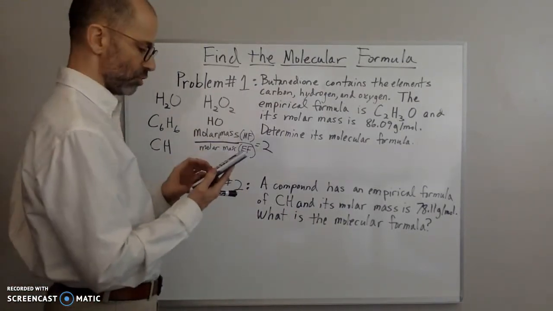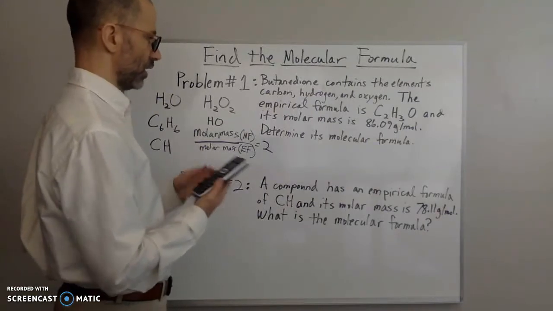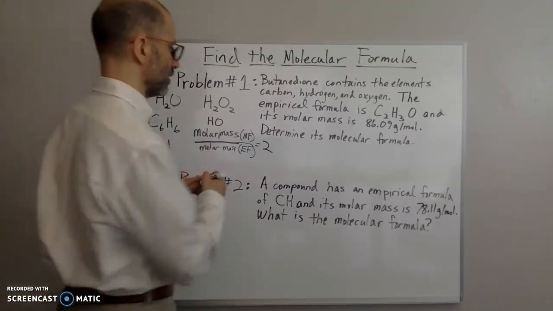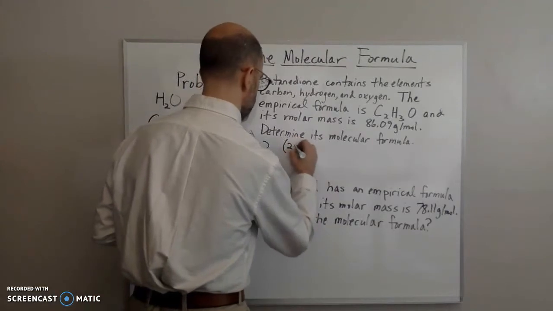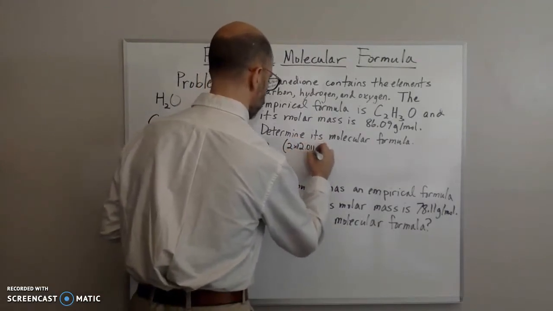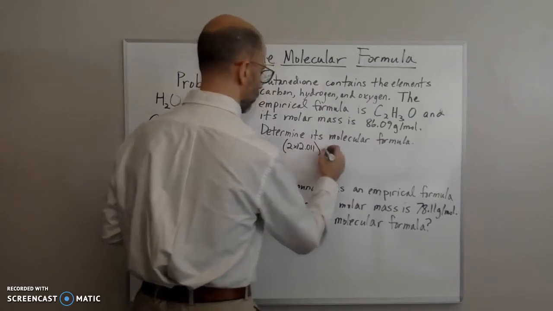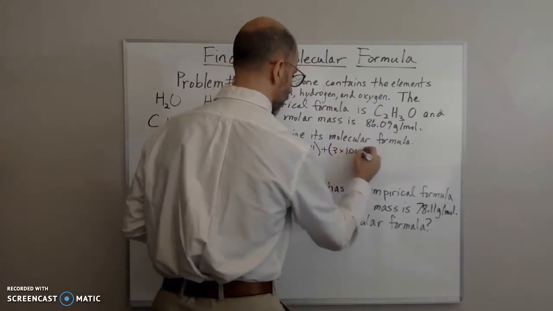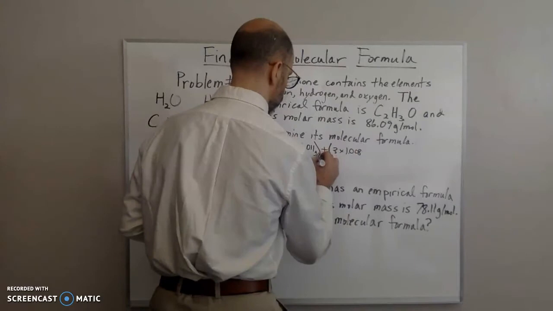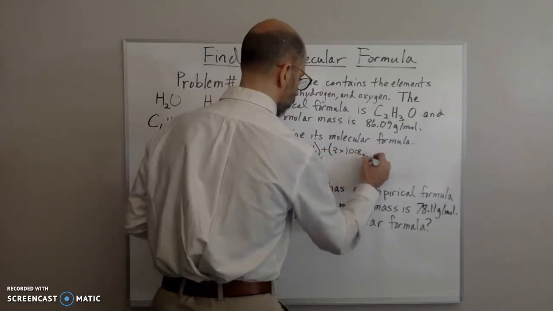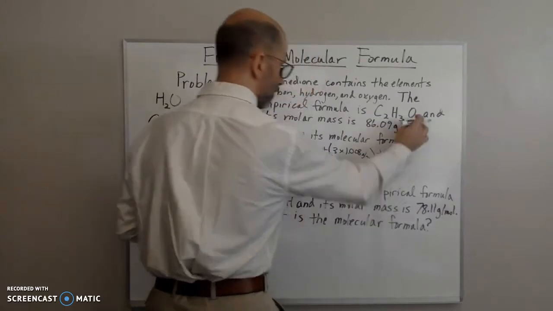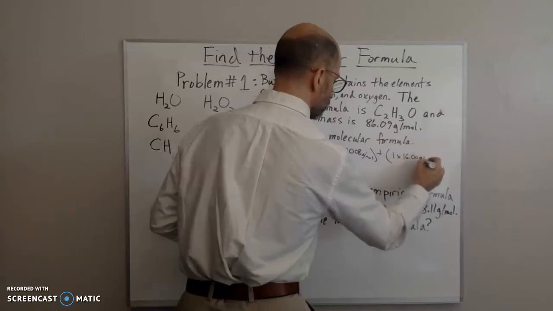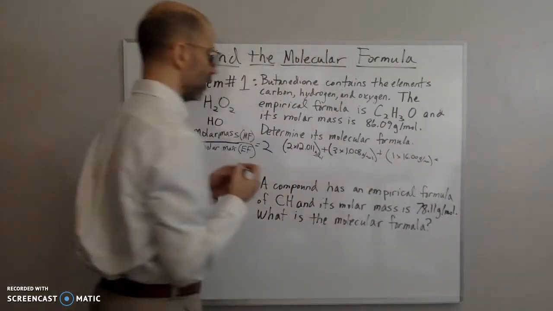So we have 2 carbons. Carbon is 12.011, right? So let me go ahead and write this out. We have 2 carbons, so 2 times 12.011, that's going to be grams per mole, plus we have hydrogen, 3 hydrogens, 1.008 grams per mole. And then we have oxygen. We only have 1 oxygen, so 1 times 16.00 grams per mole. And then we calculate that out.